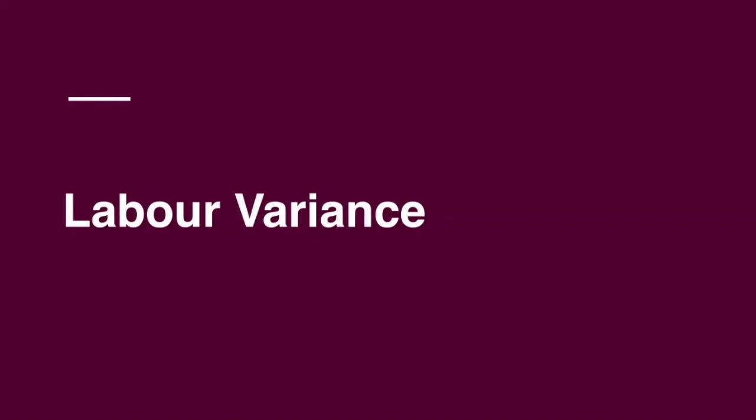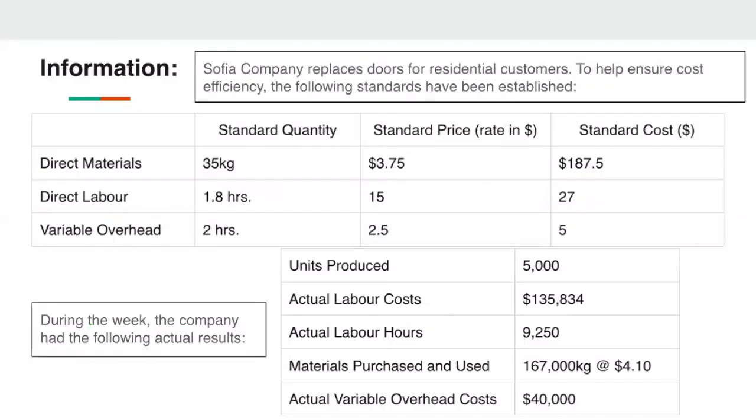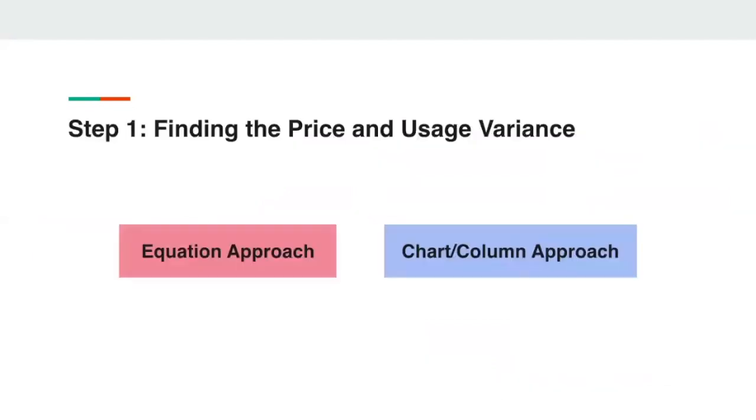So the next variance we're going to be looking at is the labor variance. Here is the question one more time in case you need a quick refresher. So first step is always looking at the two approaches. Again, as a reminder, we're going to be solving using both methods and seeing if they result in the same answer.